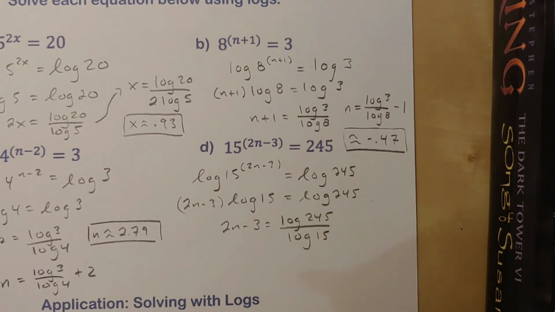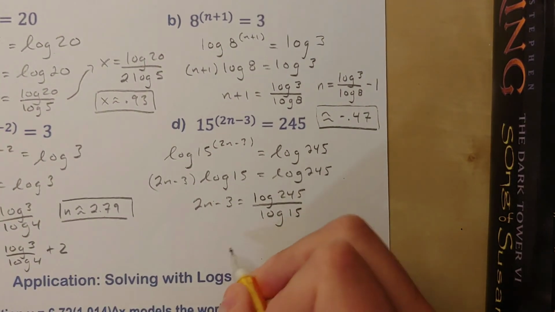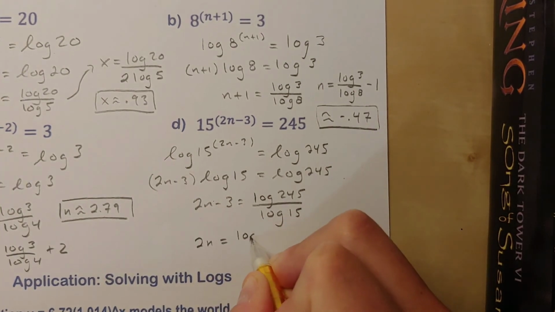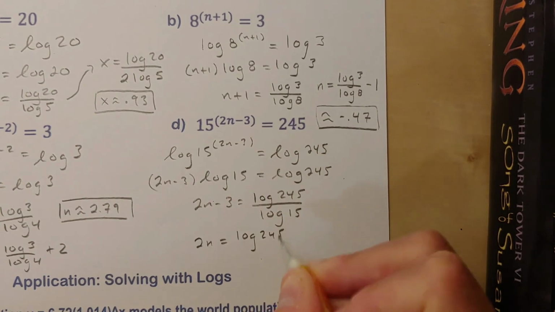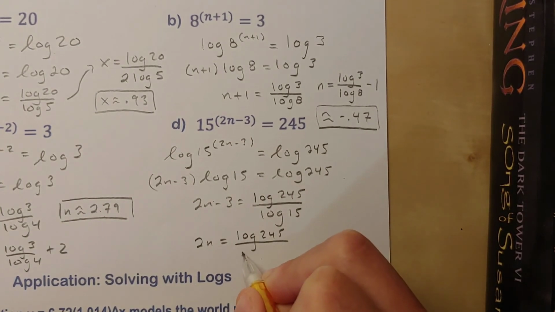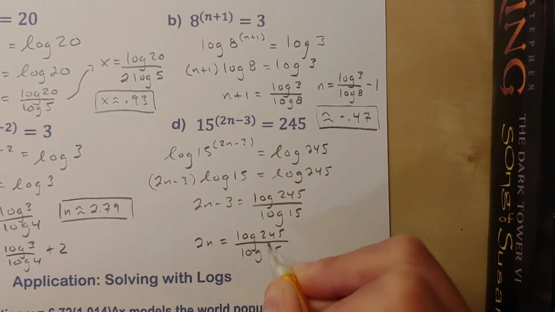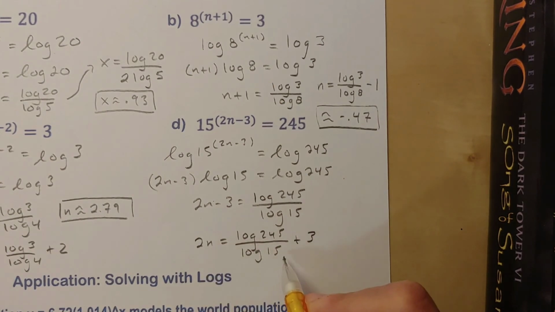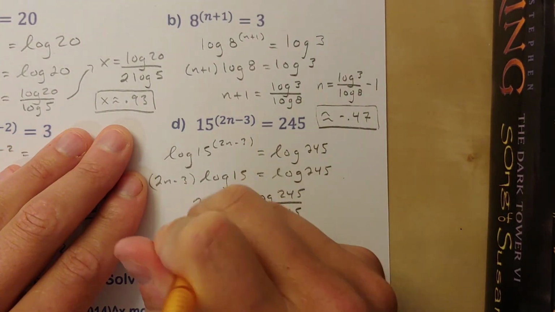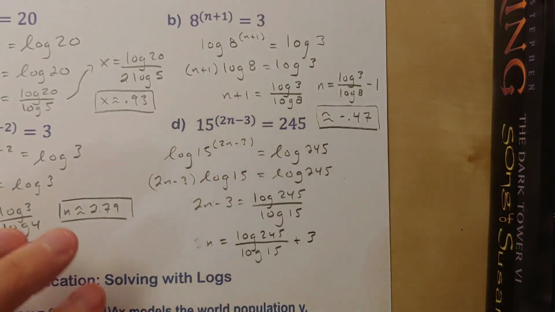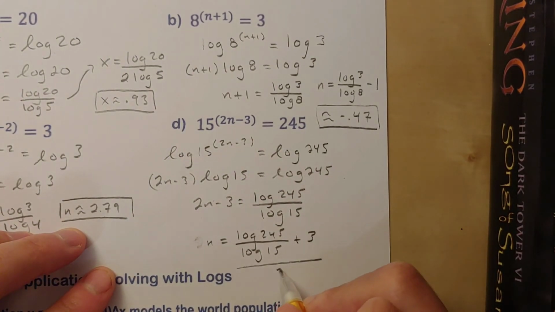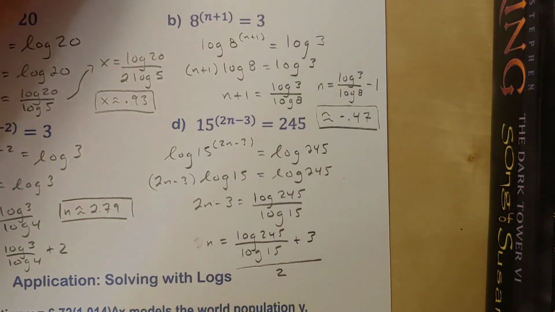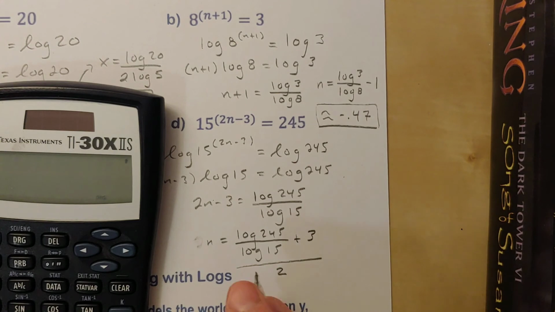So we're going to get kind of a big expression here, but that's okay, because in the end we're going to use our calculator. So if I add 3 to both sides, I get 2n equals log of 245 over log 15 plus 3. Now divide everything by 2. In fact, I could just kind of do this. Divide this side by 2, divide this side by 2. Ooh, so we get this kind of big expression here. That's okay. We're going to use our calculator to evaluate the whole thing anyway.